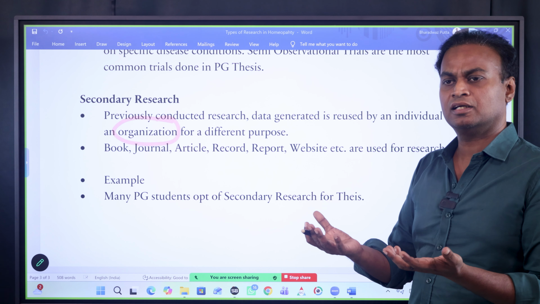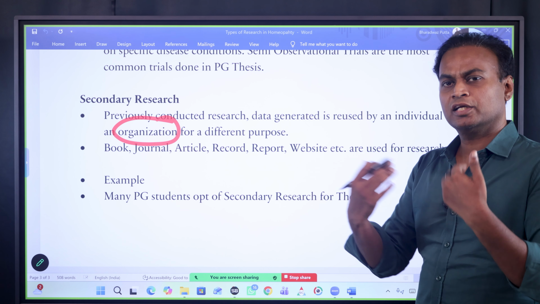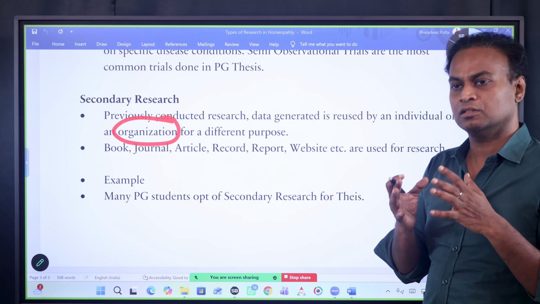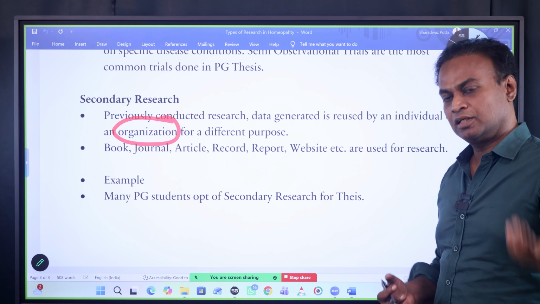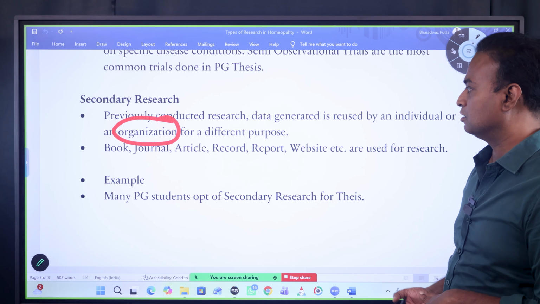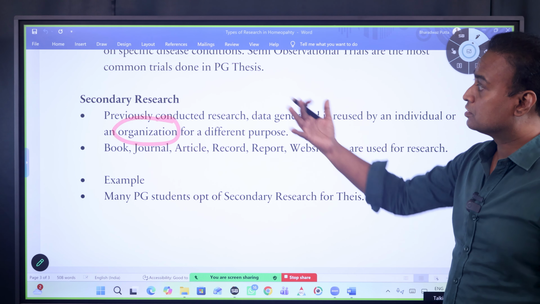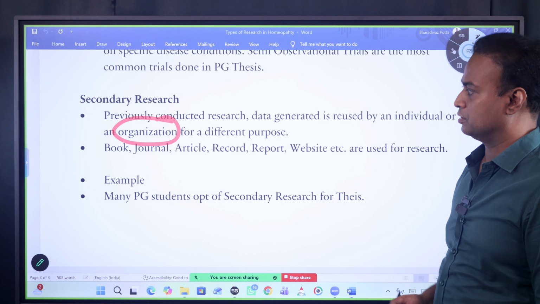For example, a clinical trial is done on autism. You are taking the same clinical trial and using that for ADHD, right? That is for a different purpose, by a different person or organization. Such type of research is known as secondary research.